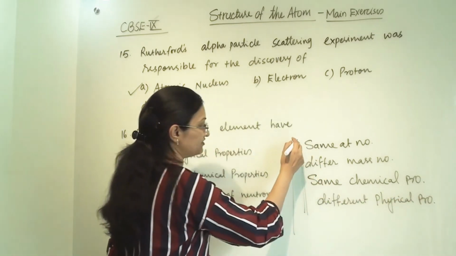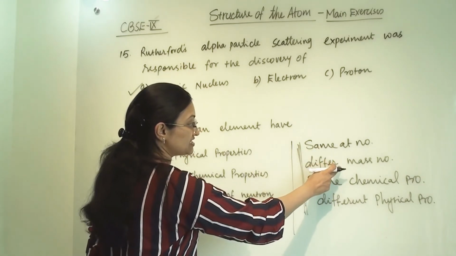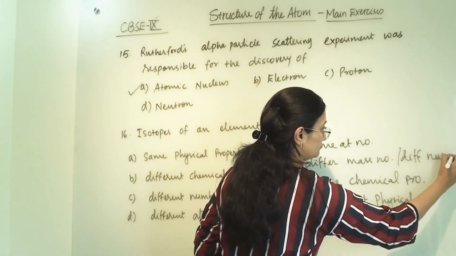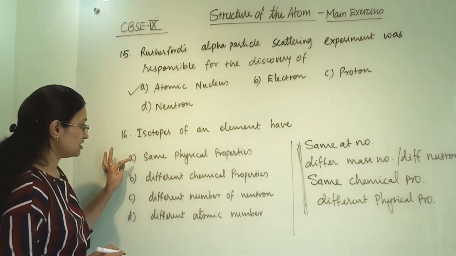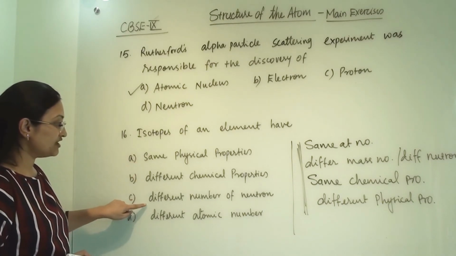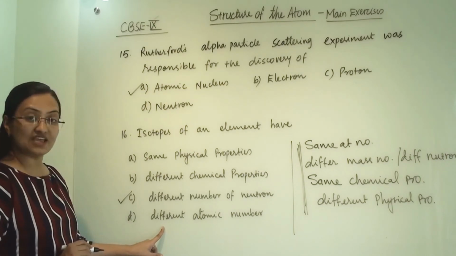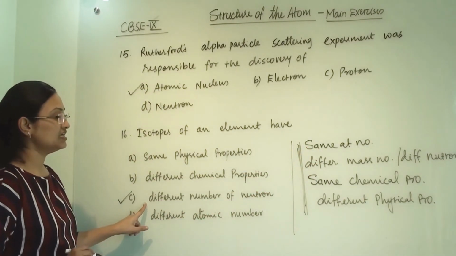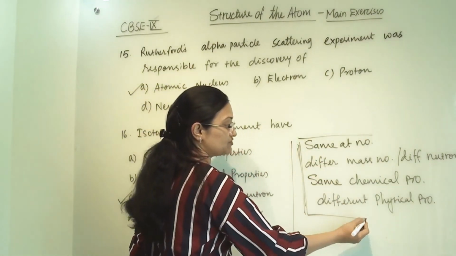So these are the characteristic properties of isotopes: same atomic number, different mass number and different neutron count. Then same chemical property and different physical property. So here, same physical property? No. Different chemical property? No. Different number of neutrons? Yes. Different atomic number? No, because it is the same element, so they share the same atomic number. So this one is the correct out of these 4, and these are the characteristic properties of isotopes.